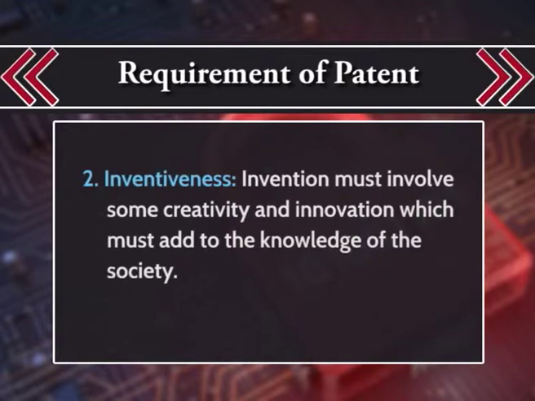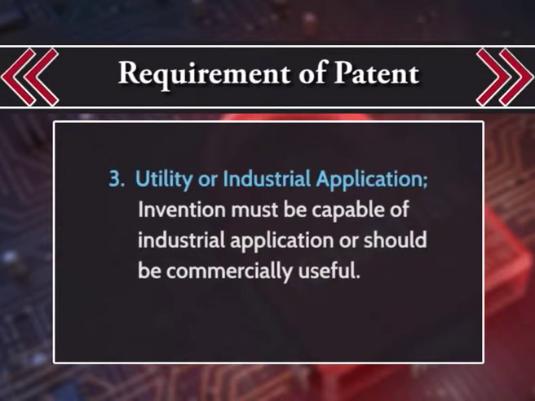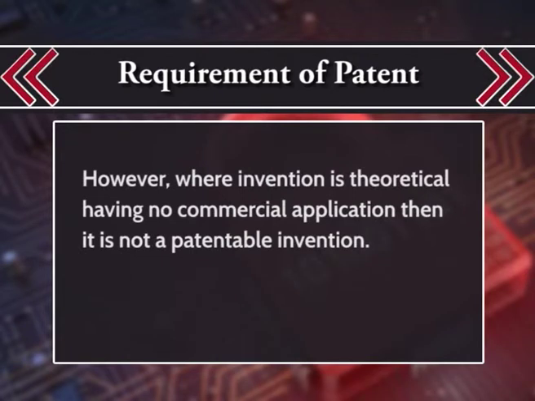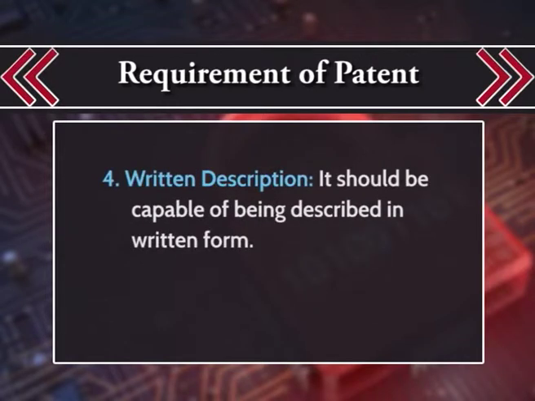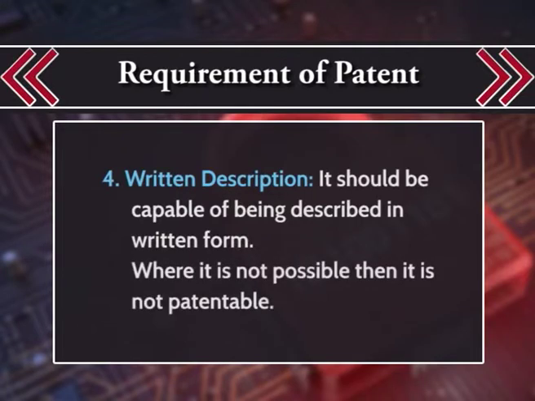Second is inventiveness. Invention must involve some creativity and innovation which must add to the knowledge of the society. Another one is utility or industrial application. Invention must be capable of industrial application or should be commercially useful. However, where invention is theoretical having no commercial application, then it is not a patentable invention. Then written description. It should be capable of being described in written form. Where it is not possible, then it is not patentable.